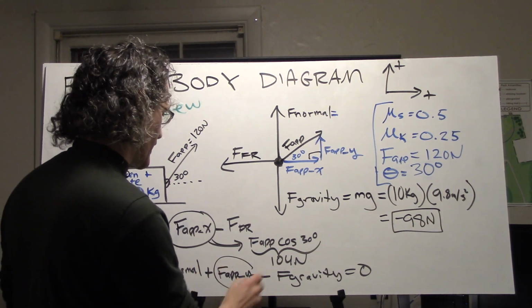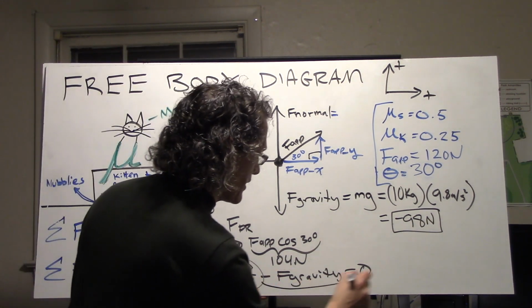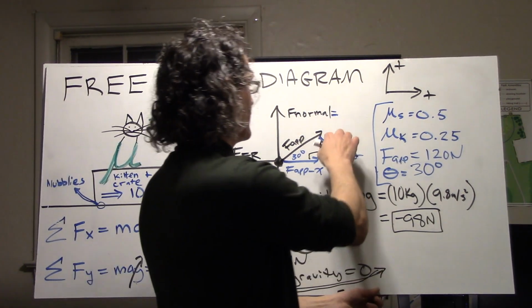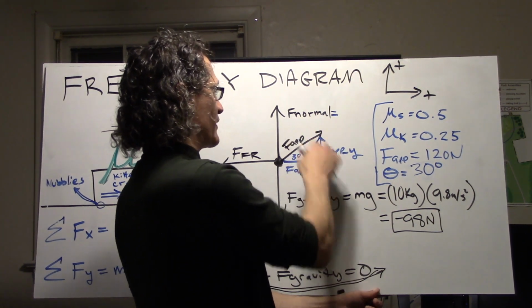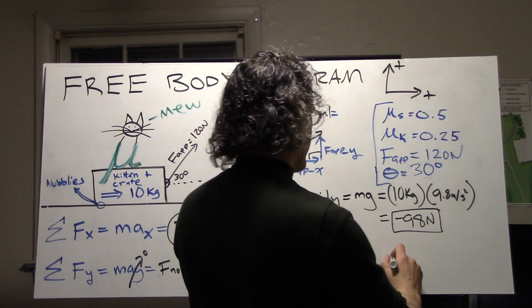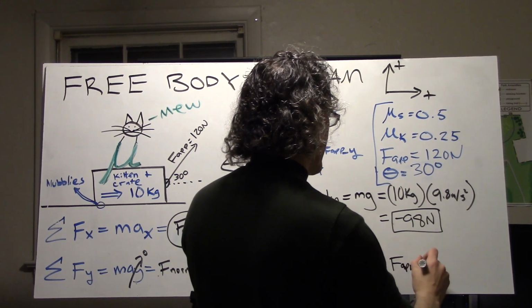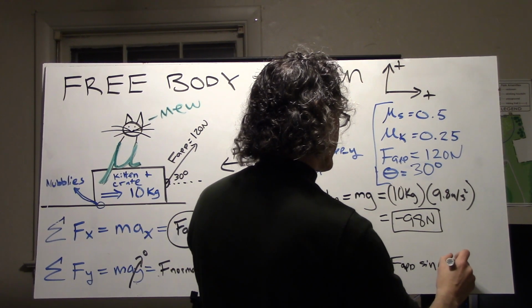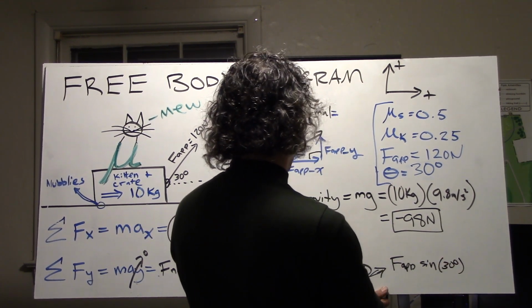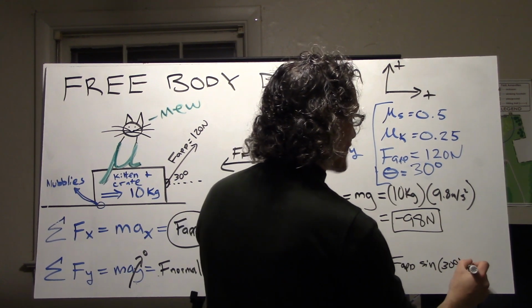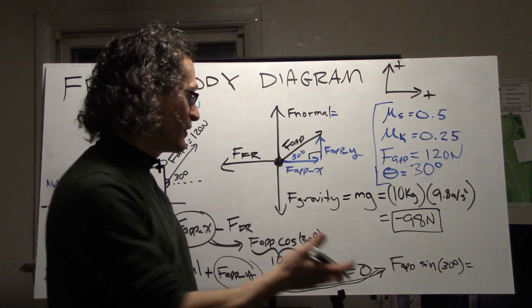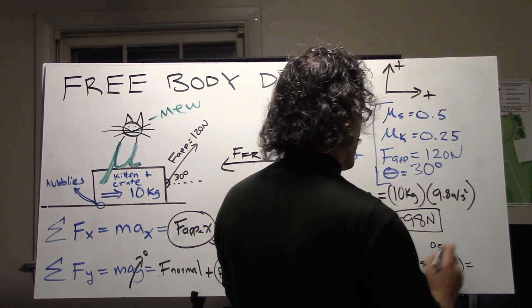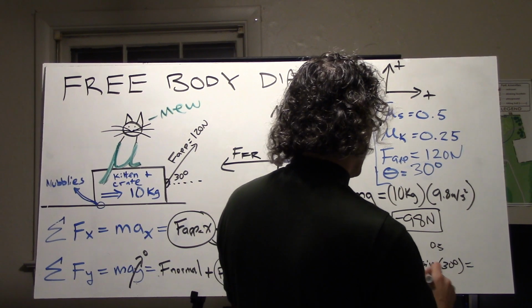Well, let's look at this part here, and that is going to be related to the opposite side, which, therefore, is the hypotenuse times the sine of the angle. So we've got force applied times the sine of 30 degrees. The sine of 30 degrees totally is 0.5, so I've got 120 here and 0.5 over here, and so this whole term is 60 newtons.